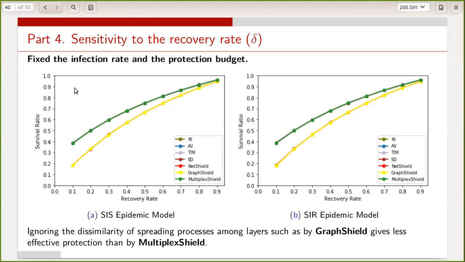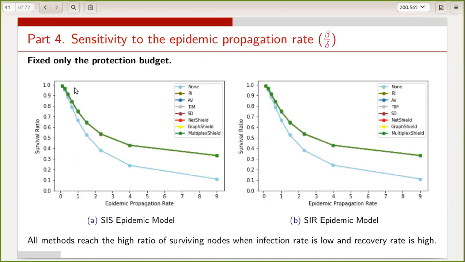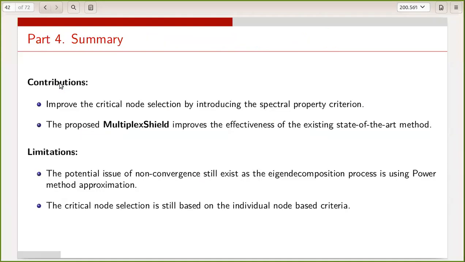This one is a similar one, where we fix the infection rate and the protection budget, and we want to know the sensitivity to the recovery rate. And this one, the latest one, we can see a similar result if we fix only the protection budget. What will happen? We know that all methods will reach the highest ratio of surviving nodes when the infection rate is very low and the recovery rate is very high.